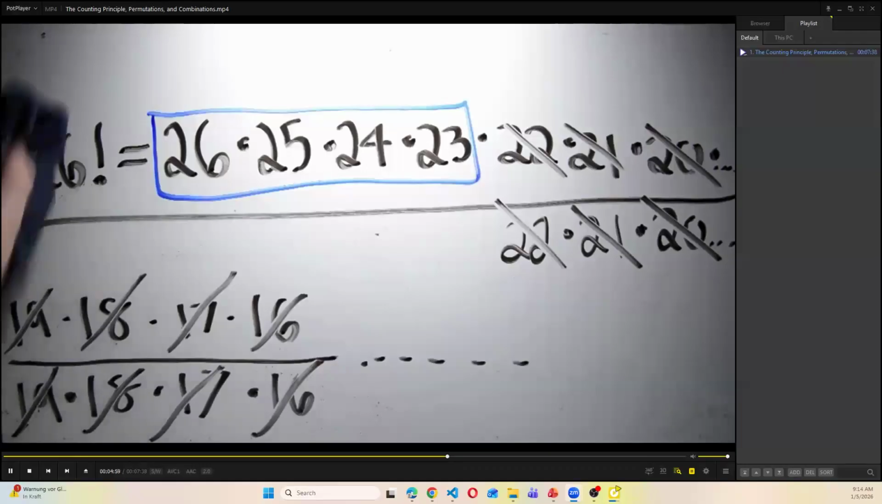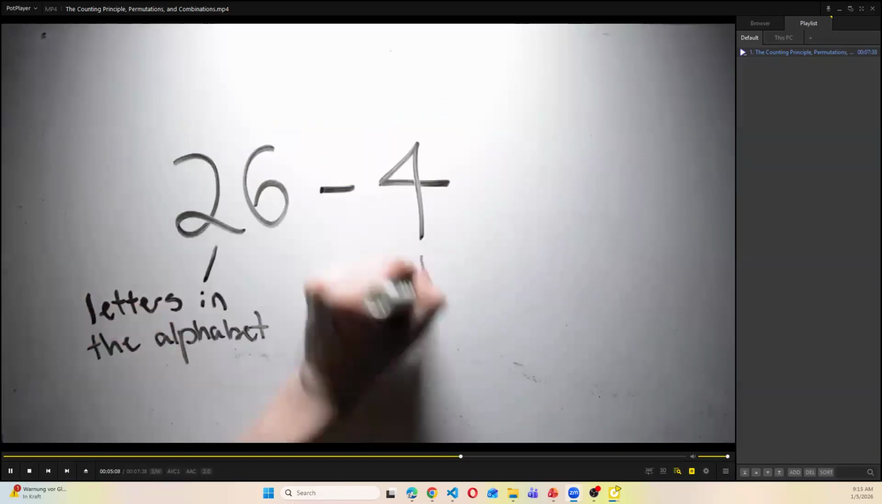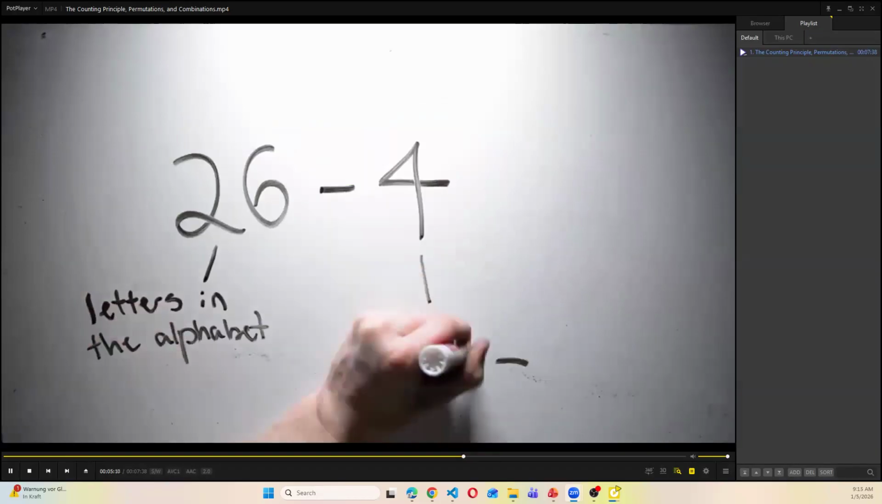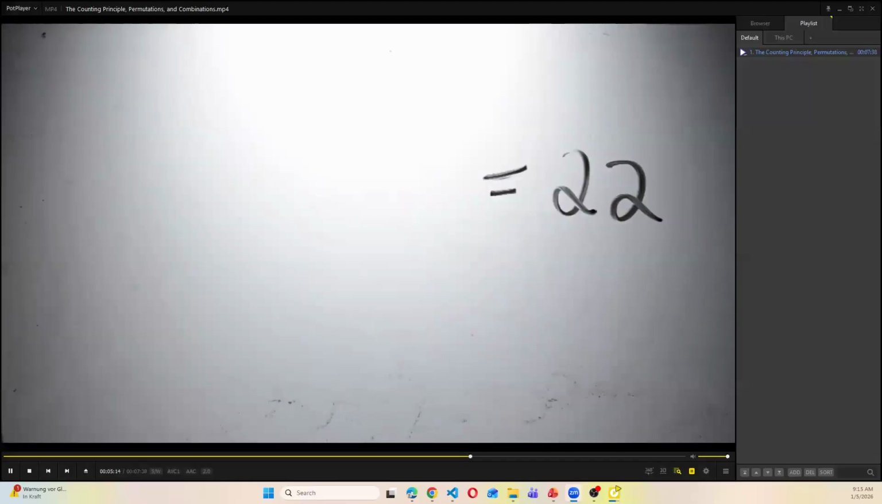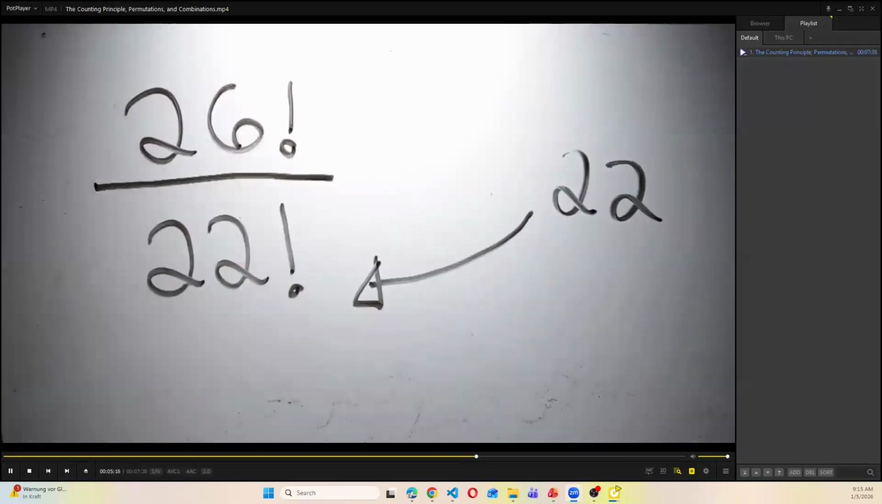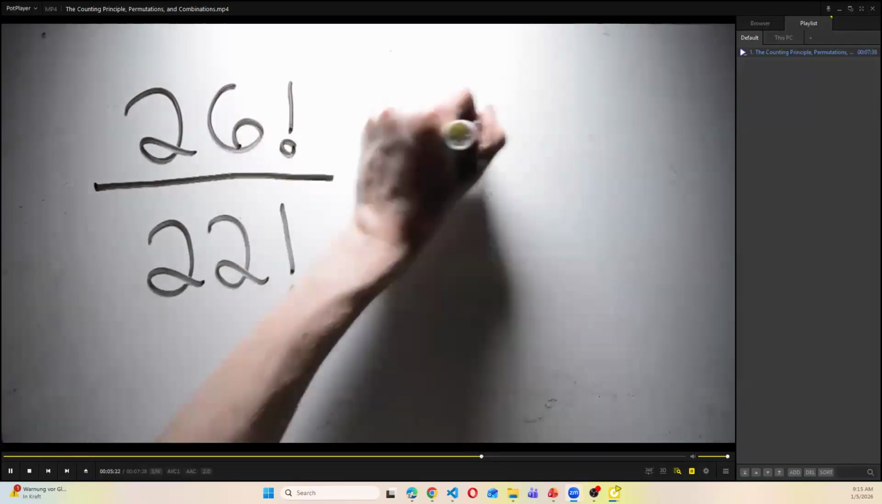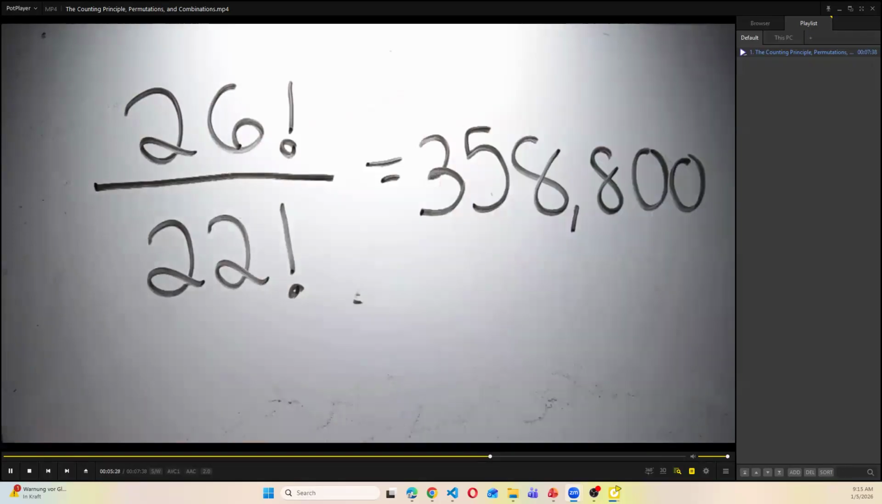But where did that come from? Well, if you get the number of different choices, in this case it was 26, minus the number of slots or spaces, which was 4, then you get the number to factorial and divide by 22 factorial. This works for any numbers. So instead of just 26 factorial, it's 26 factorial over (26 minus 4) factorial. And don't forget the parentheses. This means there are 358,800 different ways to make our password.